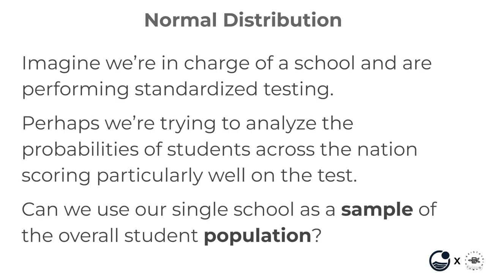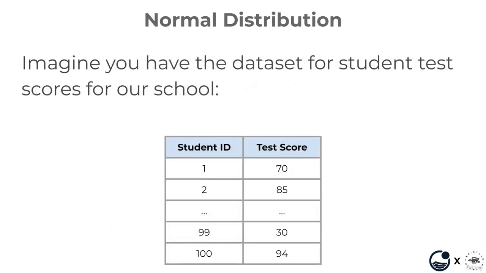So imagine that we're in charge of a school and are performing standardized testing. Perhaps we're trying to analyze the probabilities of students across the nation scoring particularly well on the test. Can we use our single school as a sample of the overall student population? So let's imagine that we have this data set and we have 100 students and their test scores. First student scored 70%, second student scored 85%, and so on.